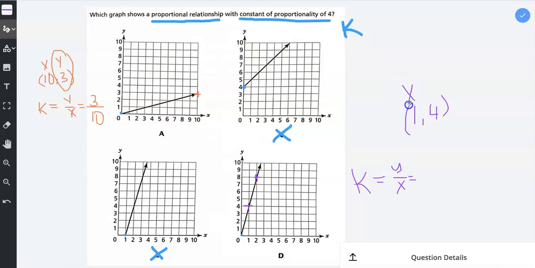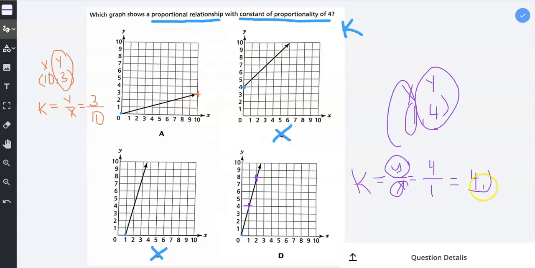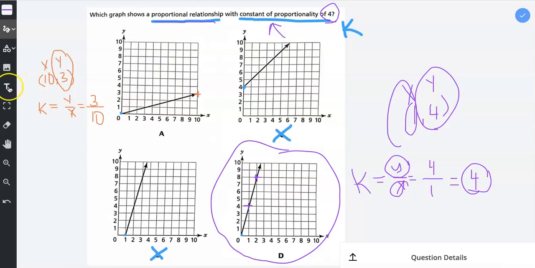And I'll label X and I'll label Y. And then I'll come down here and I'll fill in Y first. The Y value is 4 and the X value is 1. And 4 divided by 1 is equal to 4. So the unit rate, the constant of proportionality is 4. And it is a proportional relationship. So the answer is D, and I'll go ahead and type the answer like the directions ask me to.